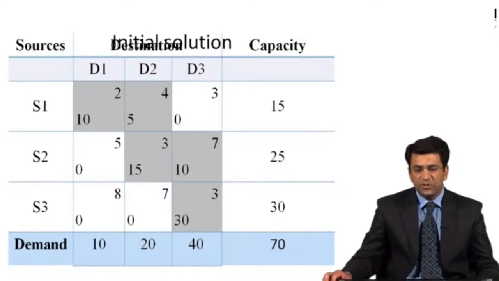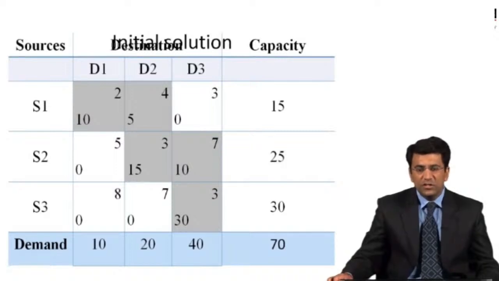initial plan of transportation. So what is this initial plan of transportation? That is, we can supply 10 units of goods from the source S1 to D1, then 5 units of goods from S1 to D2, 15 units from S2 to D2, 10 units from S2 to D3, and 30 units from S3 to D3, and accordingly we can find out the initial cost.